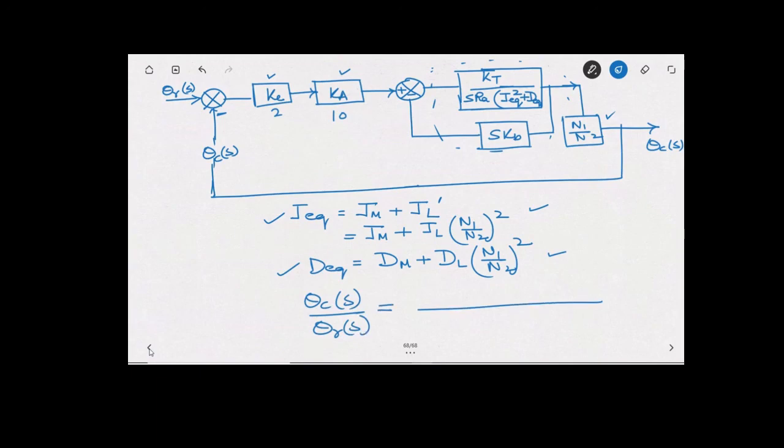Once you have the correct block diagram, you can always find the transfer function, which will be something upon s square plus something s. So this is the answer. Please complete this problem. Once the problem is clear, then you complete this problem.